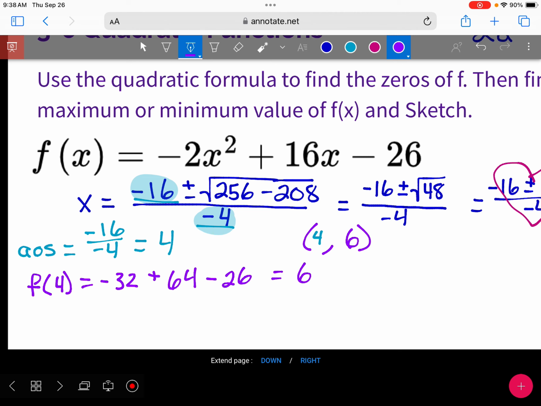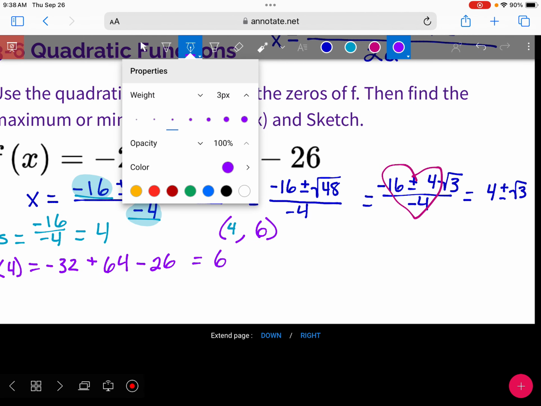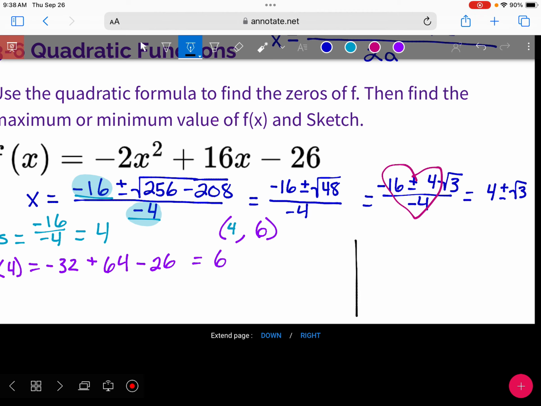How about, is this going to be a right side up smiley face or upside down frowny face? Upside down frowny face, because we have an a that is negative. So when we're doing our little sketch, we're almost there. We've got our vertex at 4, 6.